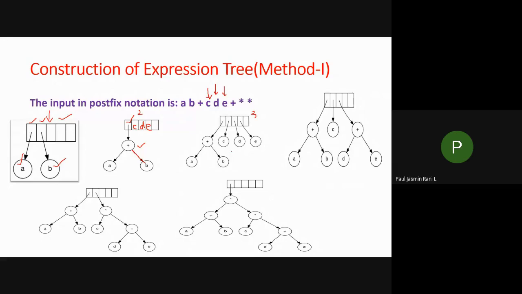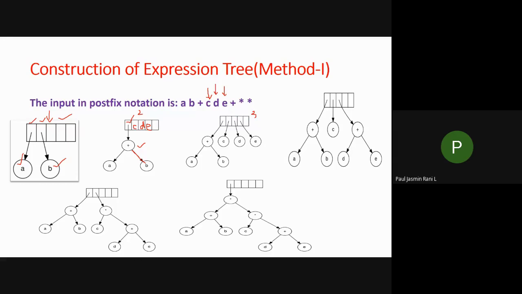In your notebook, try to do it separately. For C, that is the third step, and the fourth step goes on like this. For simplicity, I have drawn only this part. So C, D, E are only the operands. I pushed all the operands inside the stack. First I push C, next one is D, next one is E. Now in your top, at present, I have E.